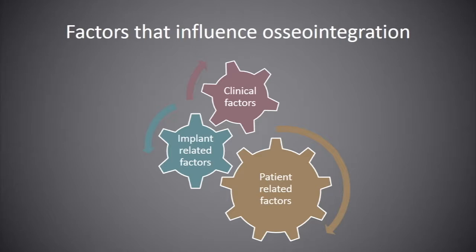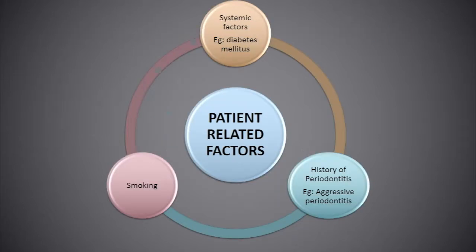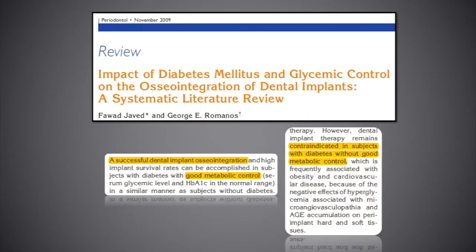The factors that influence osseointegration are clinical factors, implant-related factors, and patient-related factors. Patient-related factors include systemic factors, history of periodontitis, and smoking. In patients with diabetes mellitus, it was found that successful dental implant osseointegration and high implant survival rates can be accomplished in subjects with diabetes with good metabolic control. However, dental implant therapy remains contraindicated in subjects with diabetes without good metabolic control.